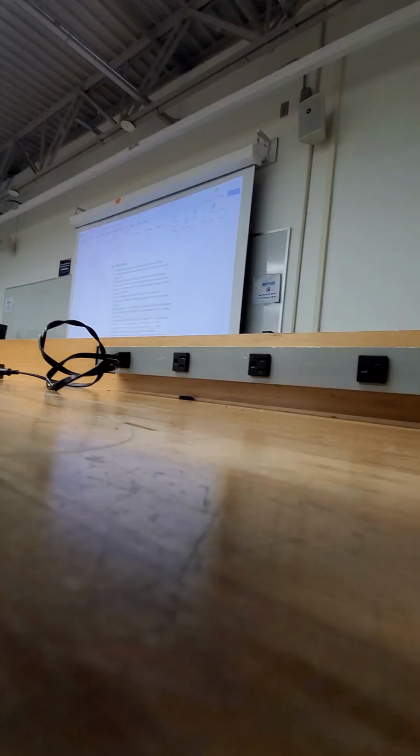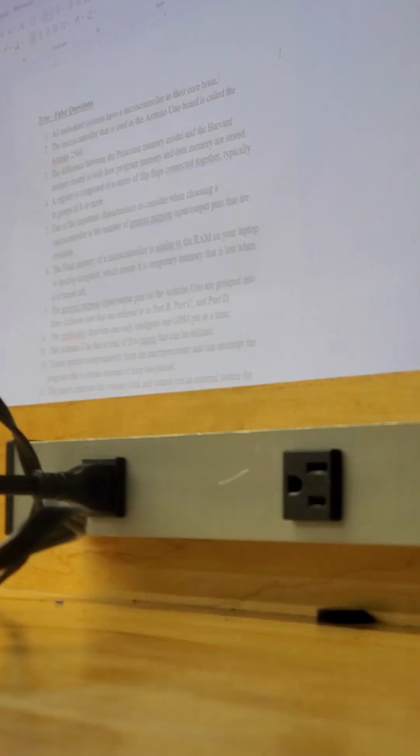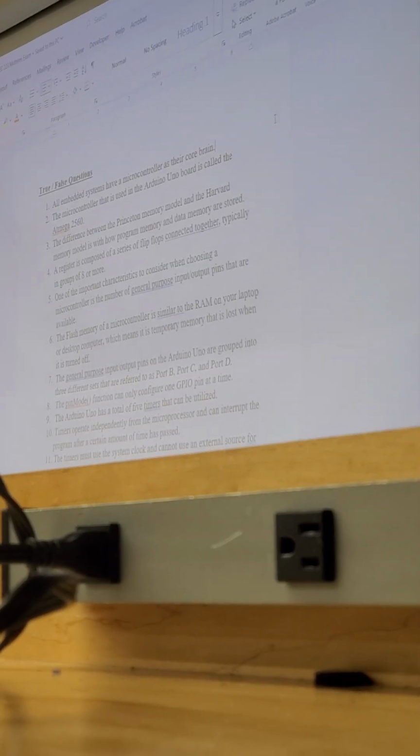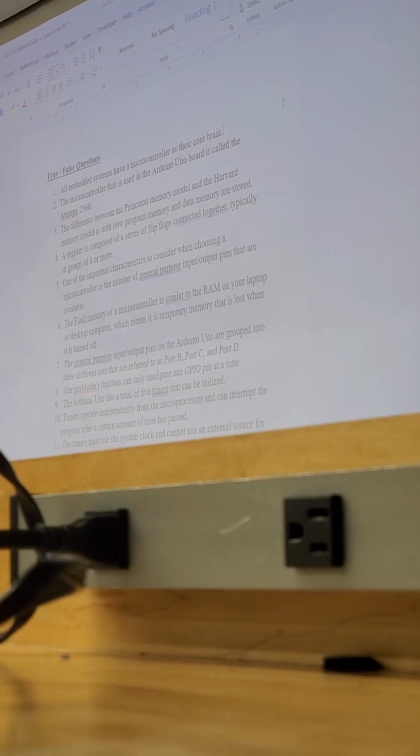So question one, the correct answer was intended to be false. It's not the only type of control method. So that was where that one was wrong.